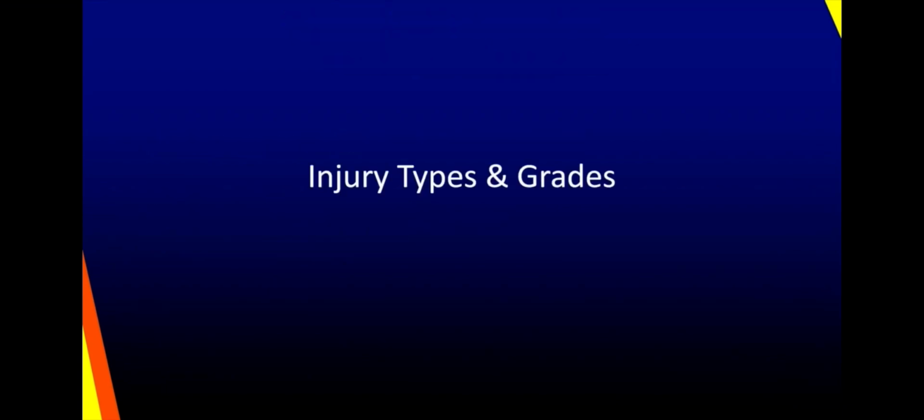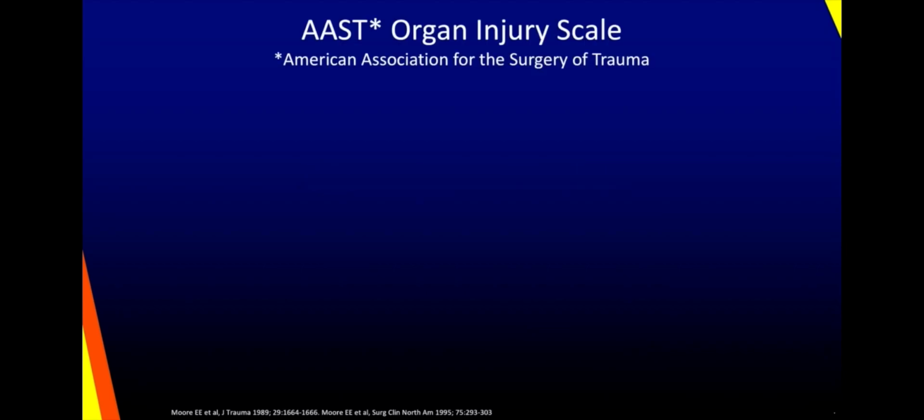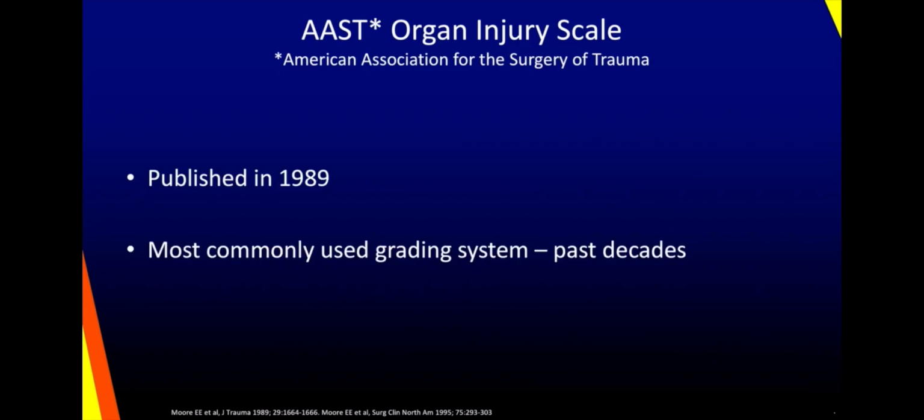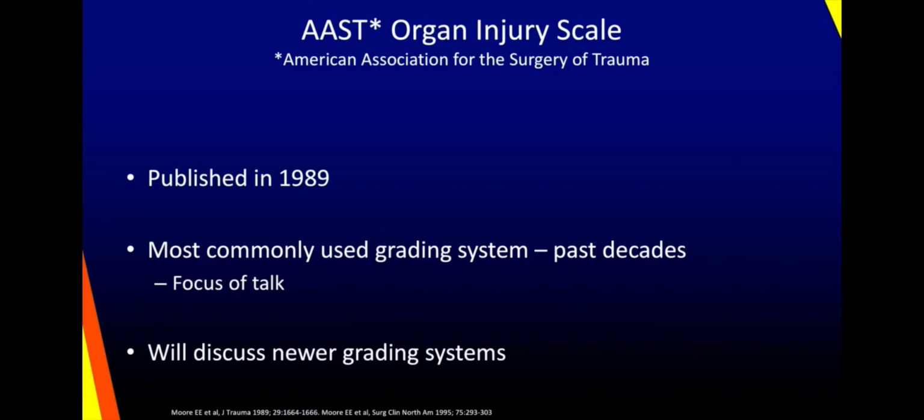Let's turn now to injury types and grades. The American Association for the Surgery of Trauma, or AAST, Organ Injury Scale was published in 1989 and is the most commonly used grading system over the past decades. This will be the focus of our talk. We will discuss the newer grading systems as well.